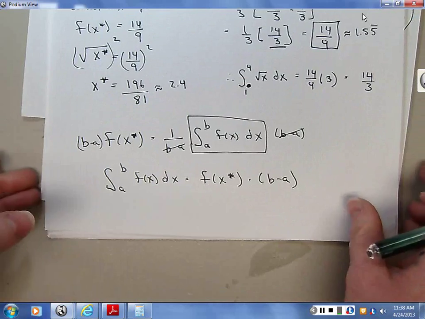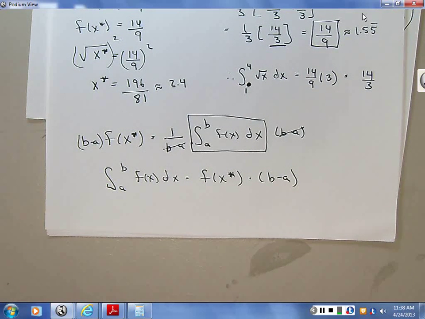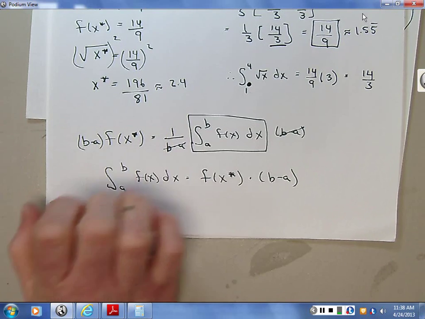Okay, so that's really the only material in 7-8, is just this idea of average value, the average value of a function, the average velocity, and then the x star point in which the function equals the average value.